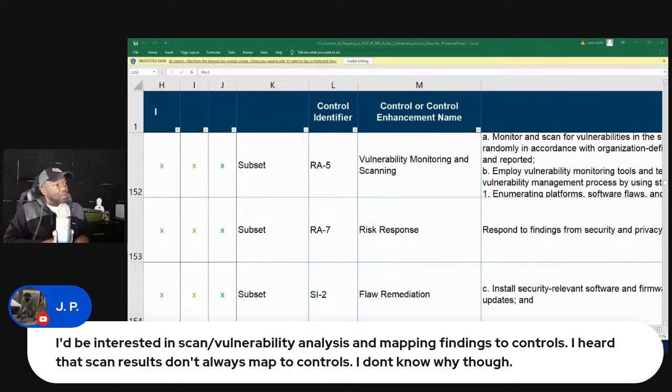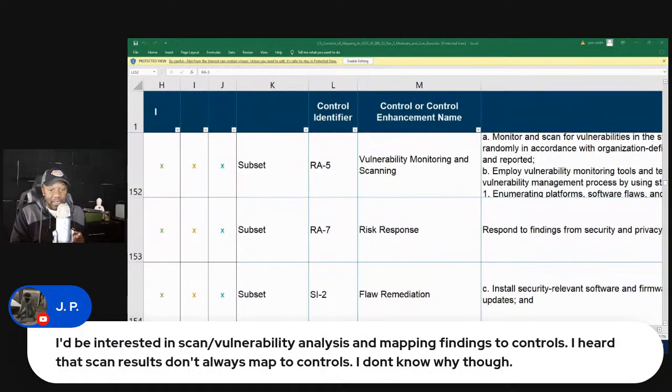And they say that you have to update this patch, and that's how you fix it, or you have to enable the automatic update on the signatures for an AV tool, something like that. Let's say that's a control you find after you scan. Well, that maps directly to SI2, which is flaw remediation for NIST 800. So that's one example. Now, flaw remediation is a very broad term. It covers many different things.